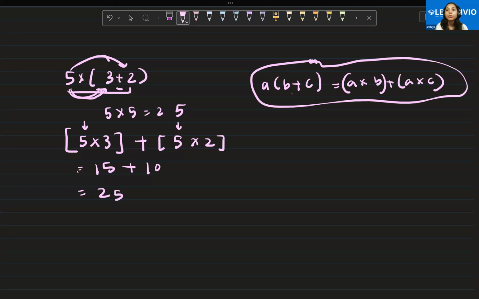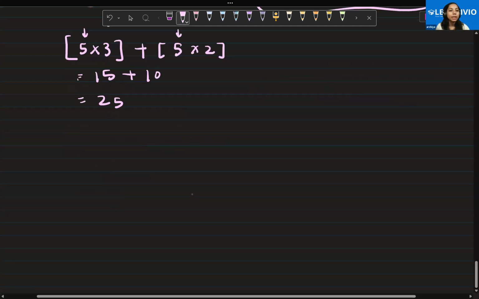Now we have a few more properties. Give me one second. So we have the associative property. These properties you've already done before, that's why I'm not going into a lot of detail. So the next property. Can anyone tell what the associative property is?